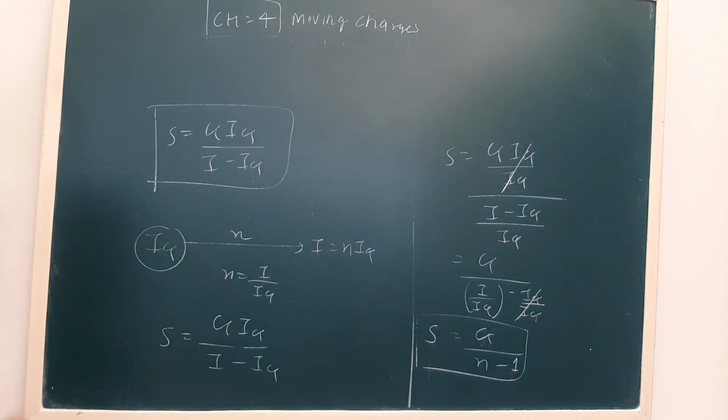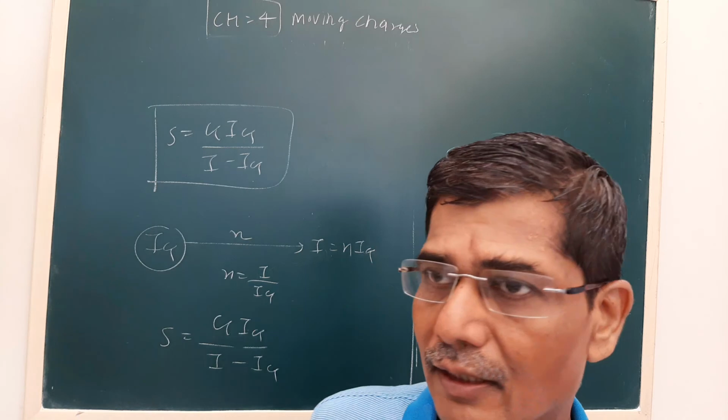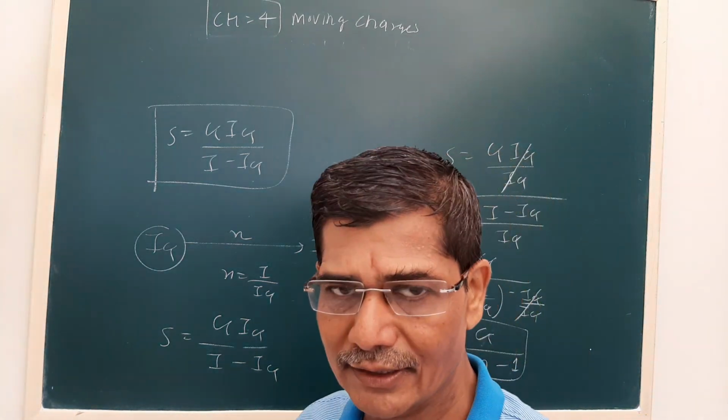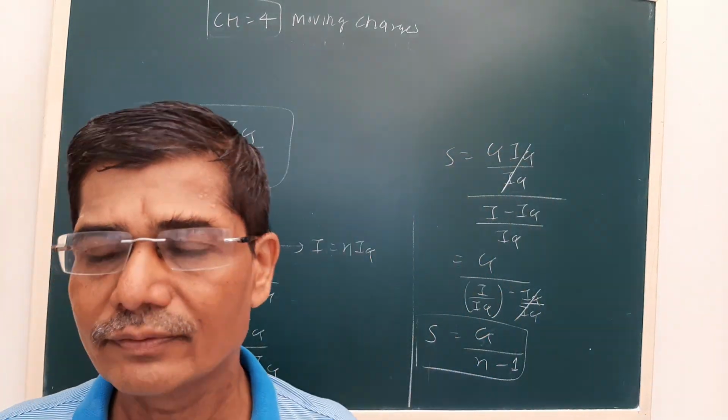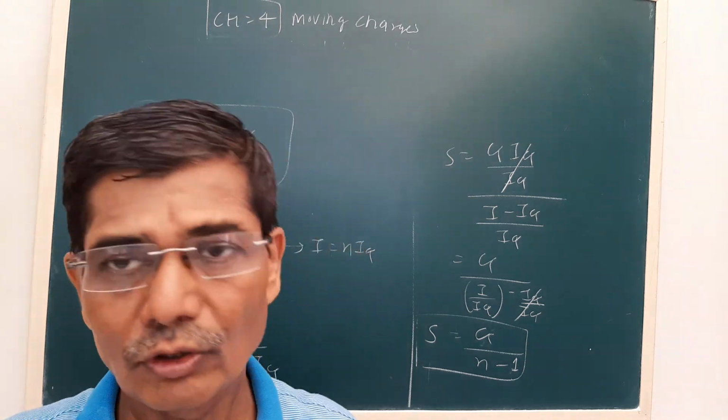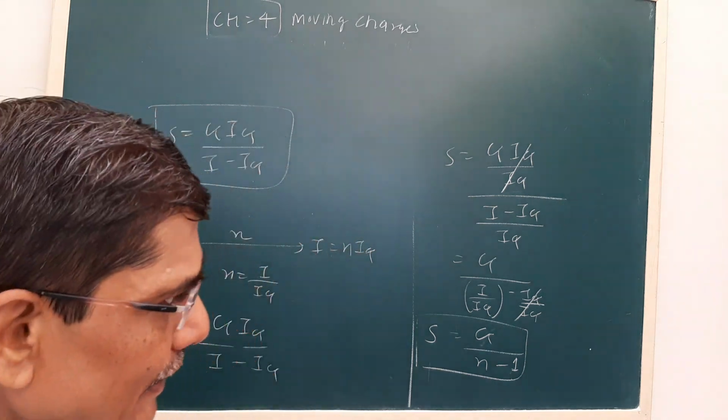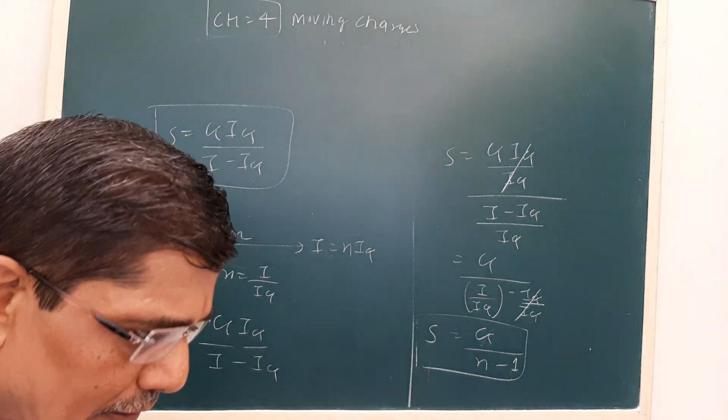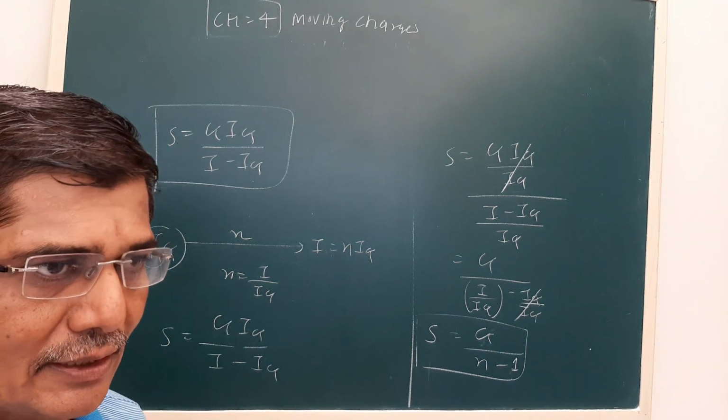Now see, next time we'll complete the theory part. One more equation remains, that is the conversion of galvanometer into voltmeter. That we will take next time, and we'll move to the numericals and exercise sums.